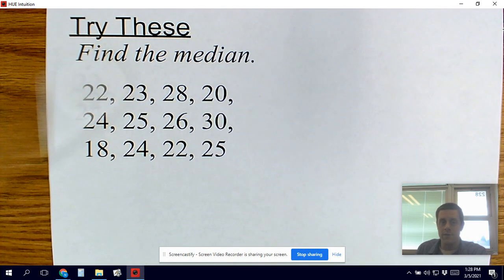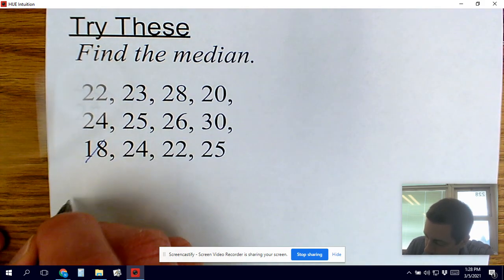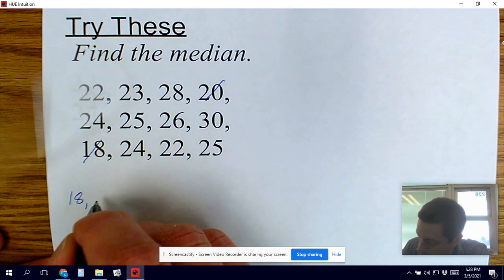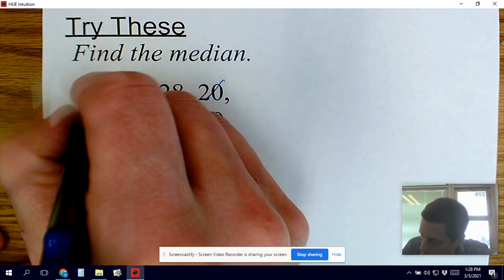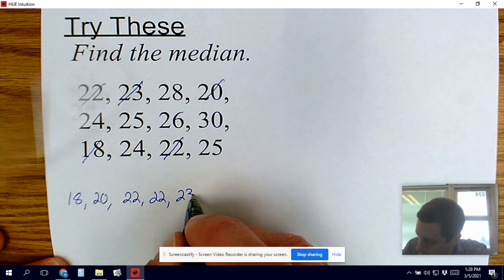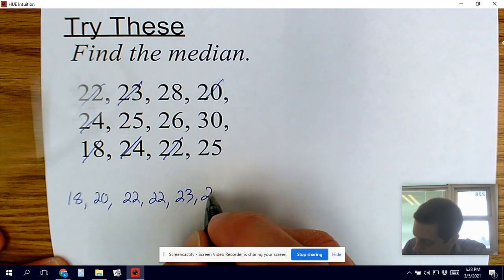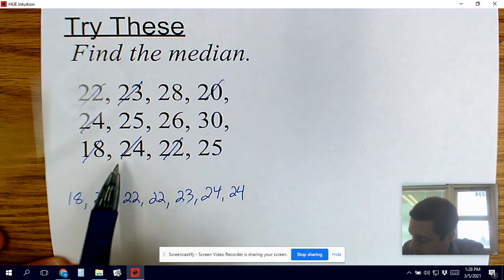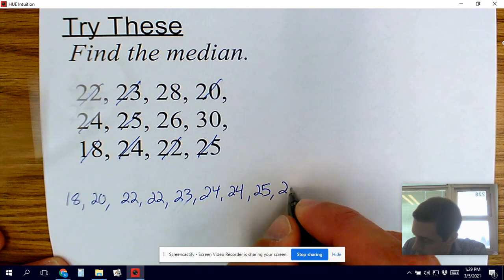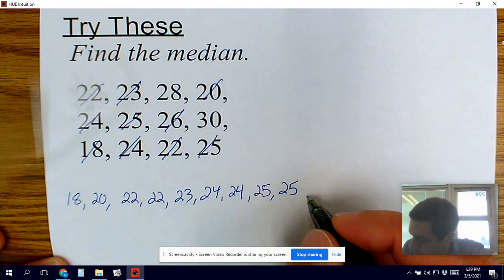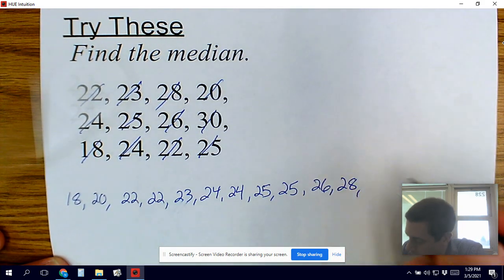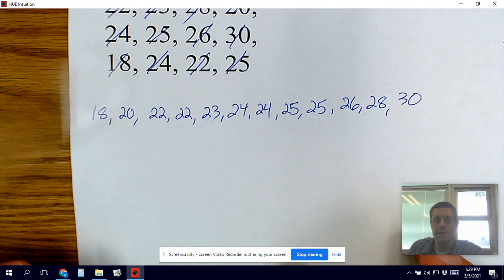All right, boys and girls, let's go over this. First, arranging in order from least to greatest. My least value is 18, followed by 20. And then I have a pair of 22s, followed by a 23, 2 24s, 2 25s, a 26, 28, and a 30. All right, so my data set is in order from least to greatest.